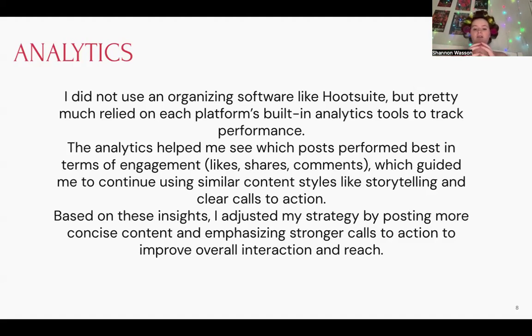And with the insights that I gained, I wanted to adjust my strategy to posting more concise content. So if I saw one thing perform well, I wanted to create more content that was very similar to that. Or if one color scheme performed well, or one caption performed well, I then based it off of that, so I could pretty much learn as I went.